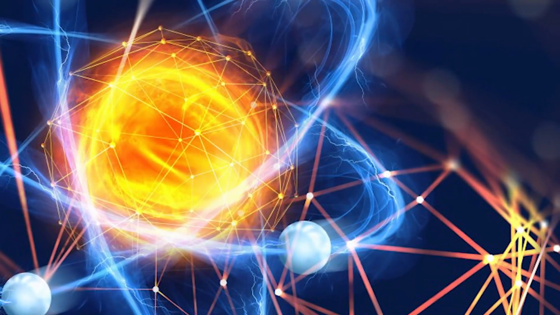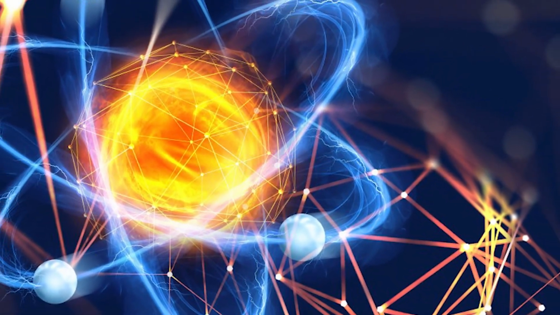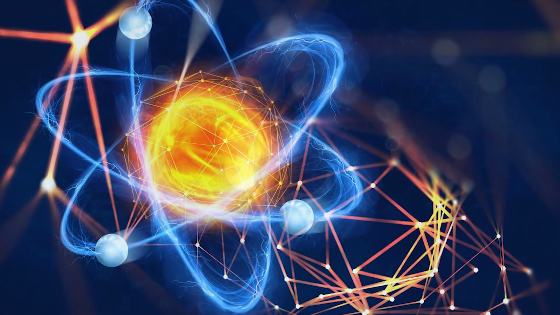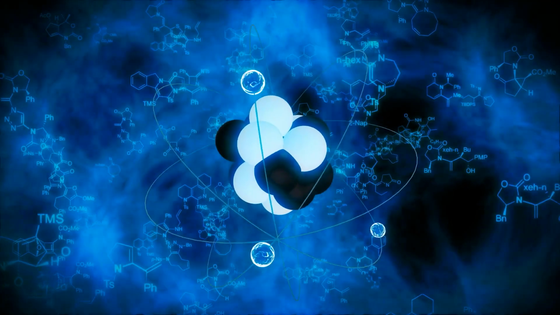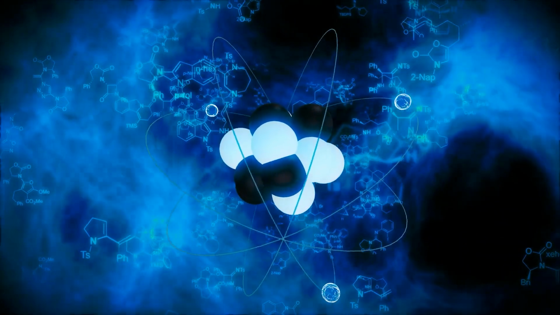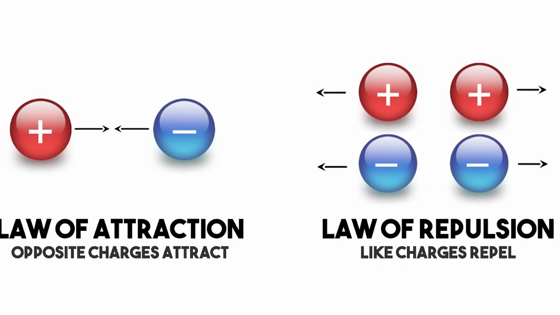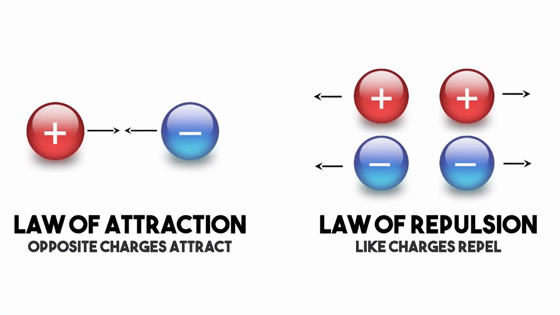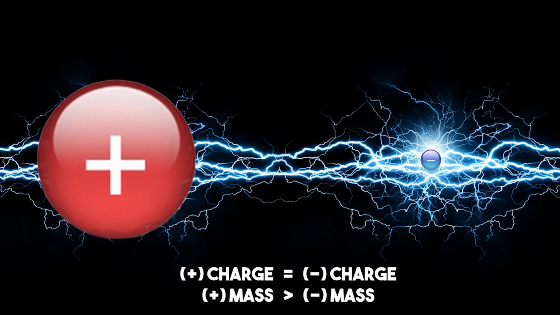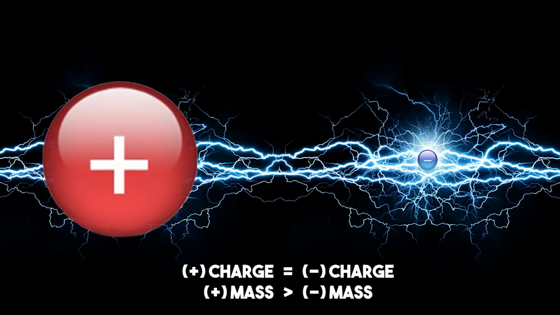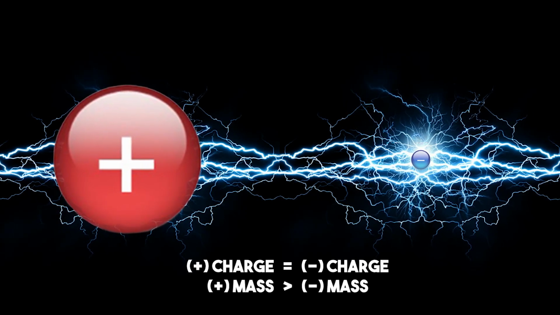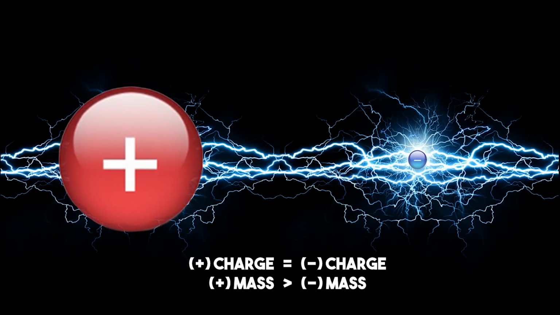Atoms have a center known as the nucleus, which is made up of protons and neutrons and is positively charged. The positively charged nucleus of the atom attracts and is circled by the negatively charged electrons. This is because opposite charges attract each other while like charges repel one another. The positive charge of the proton is equal to the negative charge of the electron, despite an electron only being about 1/2000th the mass of a proton.